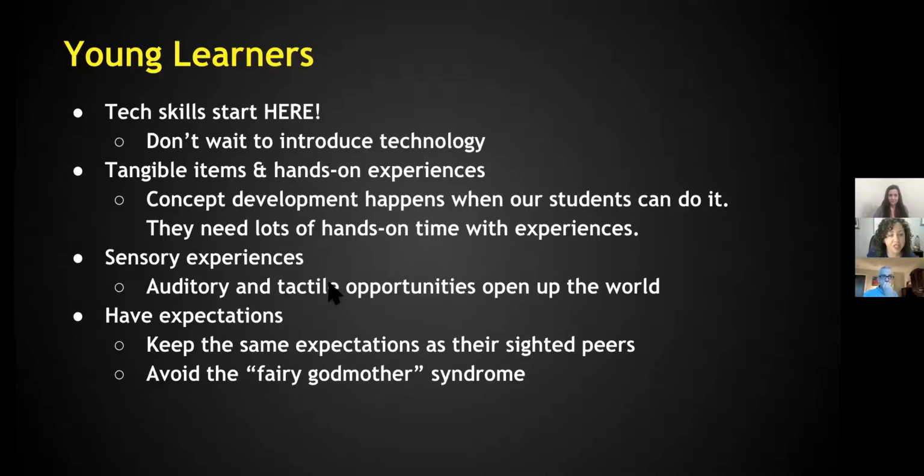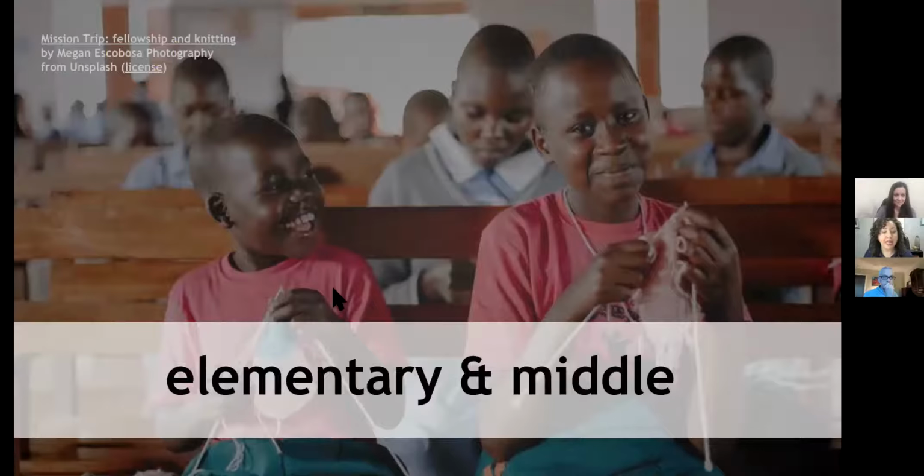All right. I don't think there's any questions. Hopefully this is making sense. We're going to cruise on to elementary and middle school. So we're looking at a really cute picture of two African-American students, and they are crocheting. It's really cool. It looks like it's from a mission trip, fellowship and knitting. Very cool. Okay, we're moving on.